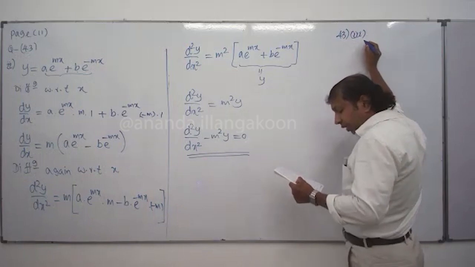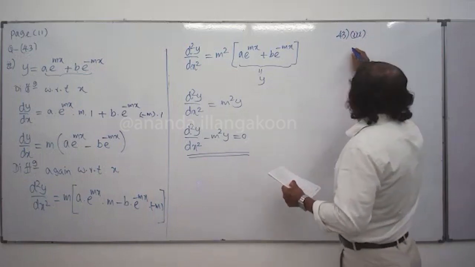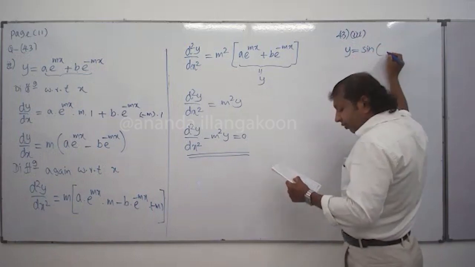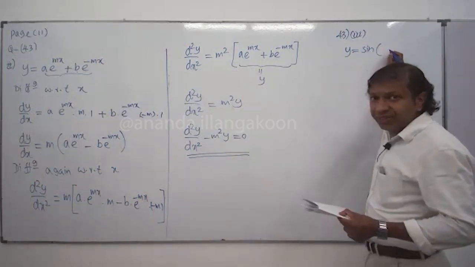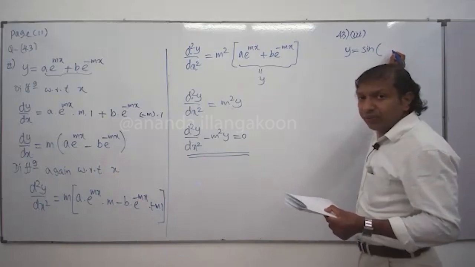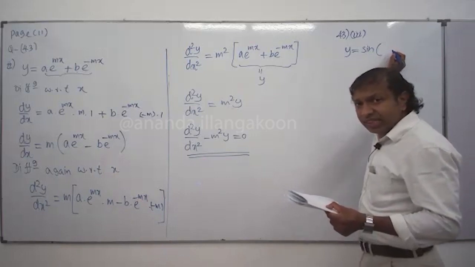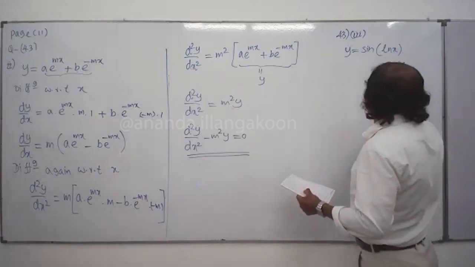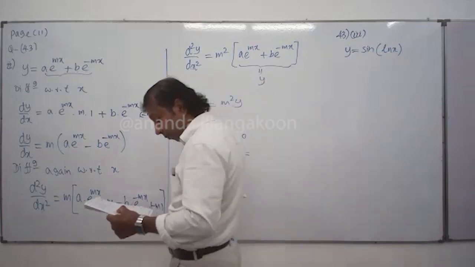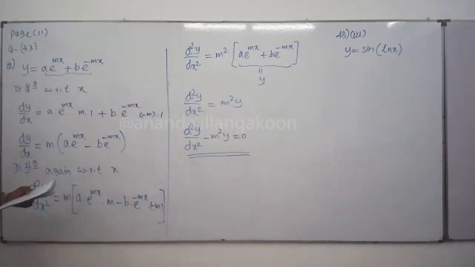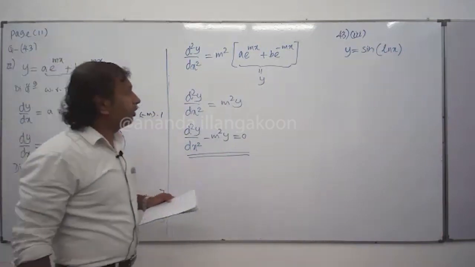Take that. Given y equals sine log x. There log x means, people, the base of that logarithm you have to take as e. When the base of the logarithm is e, it is written as ln x, no? Better to write like this, y equals sine ln x. Right. Now you have to obtain this differential equation. Right. How to differentiate this, people?